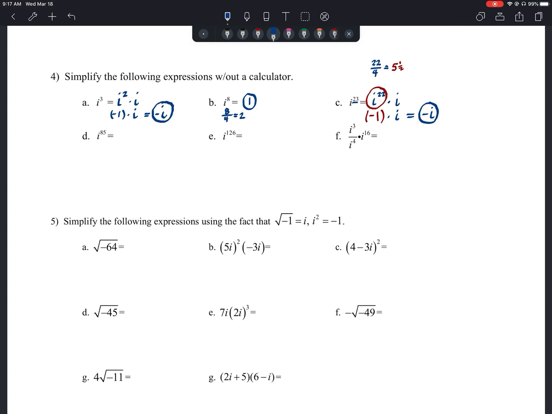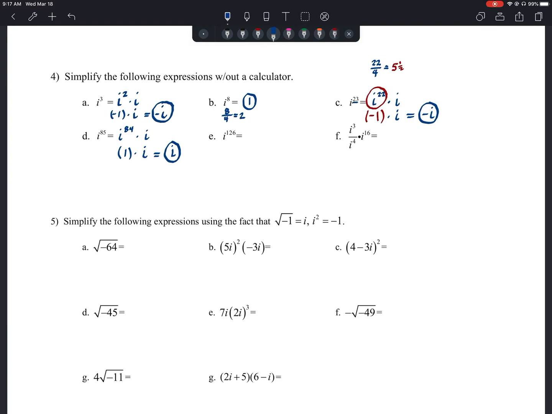All right, another odd one here, right? So we're going to say this is i to the 84th times i. And 84 is divisible by 4. So we're going to say that's 1 times i, which gives us positive i.